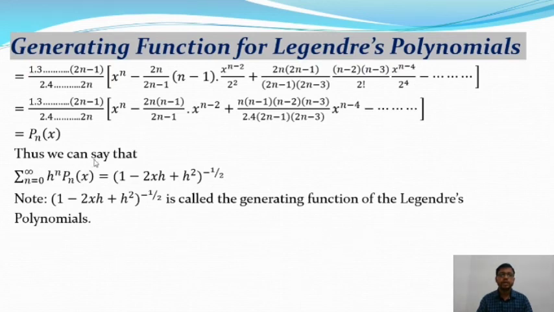So thus we can say that the summation over n equals 0 to infinity of h^n Pn(x), where Pn(x) is the coefficient of h^n, is equal to (1 - 2xh + h²)^(-1/2). So (1 - 2xh + h²)^(-1/2) is called the generating function of the Legendre polynomial of degree n. This is very important for solving the Legendre function.